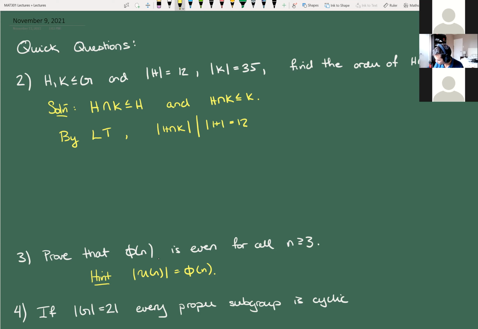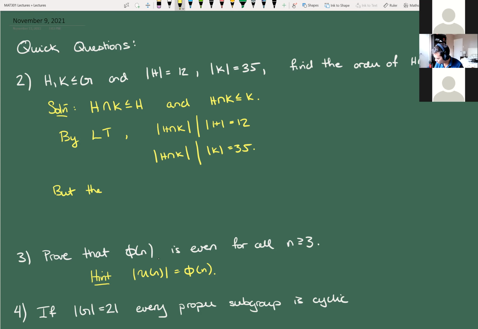right? Which we said is 12. And also the order of H intersect K must divide the order of K, which is 35. So whatever H intersect K is, it has to divide both 12 and 35, but the only number which divides both 12 and 35 is 1.